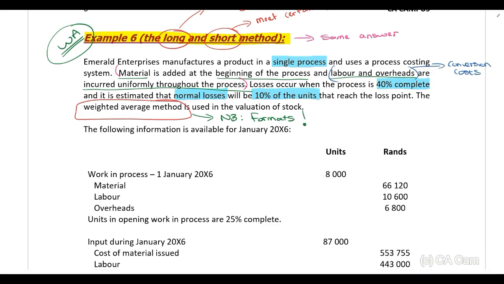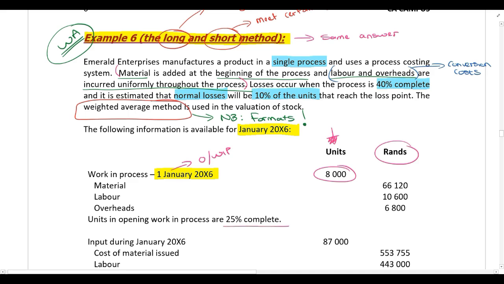Let's see what other information we've been given. This is the information for January 20x6. At the beginning of January, so this must be my opening work in process, I've got 8,000 units sitting in opening work in process. I've got a few costs that they've given me. For now, let's just focus on the units. We'll look at the cost just now. And we know that these units are 25% complete. So we've got 8,000 units that are 25% complete.